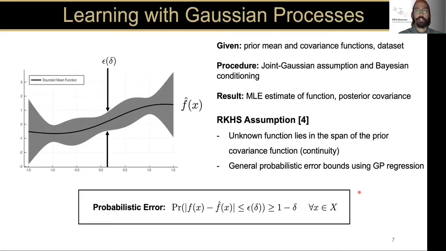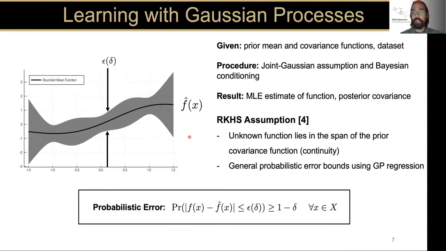Gaussian process regression is a very popular non-parametric machine learning approach used for regression. So given some prior mean and covariance function and a noisy data set generated by the system, the procedure is to make the standard joint Gaussian assumption on these priors in the data set, and then just use Bayesian conditioning to come up with posteriors. And from that, we get this maximum likelihood estimate of our dynamics function and a posterior covariance that we can use to come up with high probability error bounds.